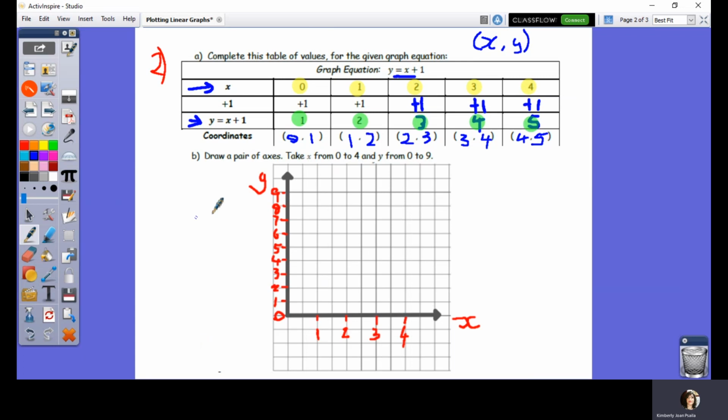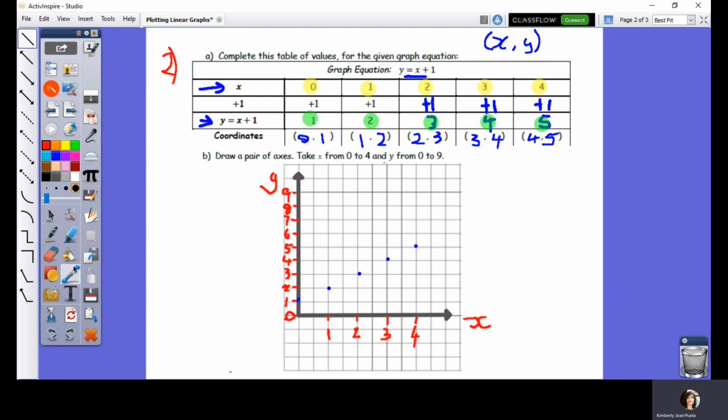Okay, so now we can plot our points. Again, the question said draw a pair of axes, take x from 0 till 4 and y 0 till 9. Okay, I have used the same graph as before, and now we can plot. So 0, 1 is here, 1, 2 is here, 2, 3, 3, 4, 4, 5. And there you have your points. As you can see, this will definitely add up to a straight line.